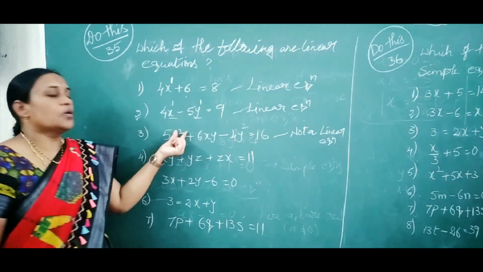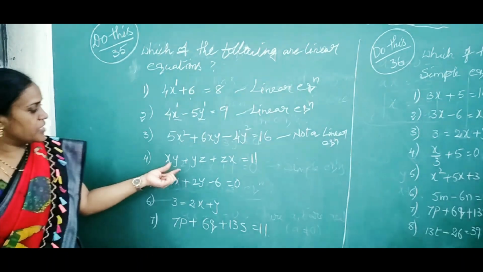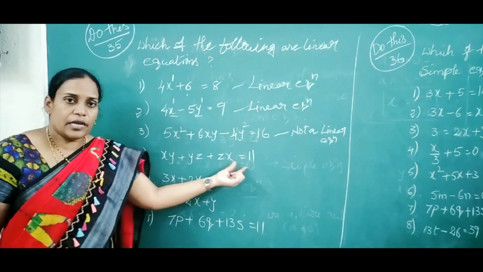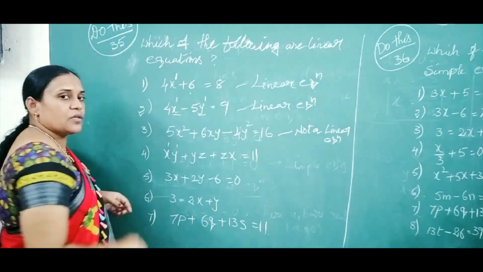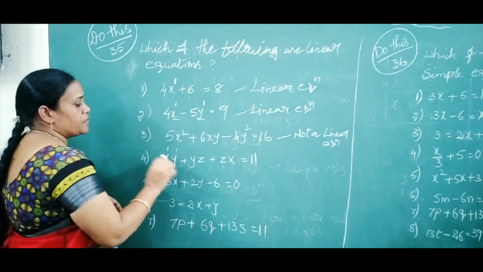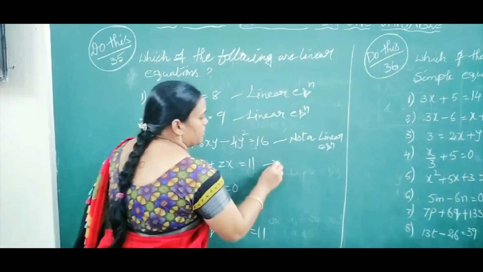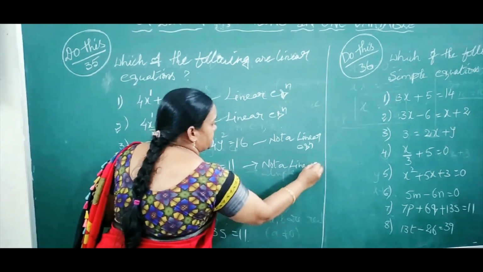If the power is 2, we call it quadratic equations. Now, see this next one, xy plus yz plus zx is equal to 11. Here, the power of x is 1 and the power of y is 1, but it becomes square. So, it is not a linear equation.